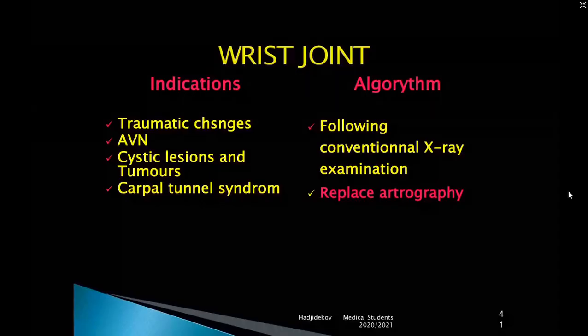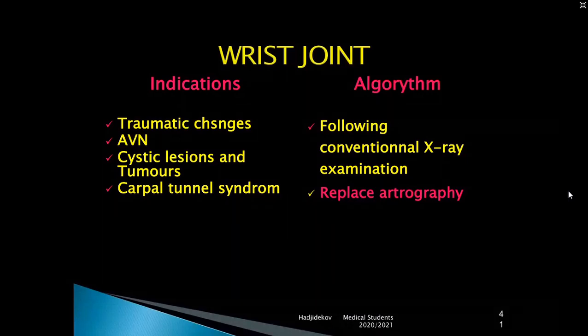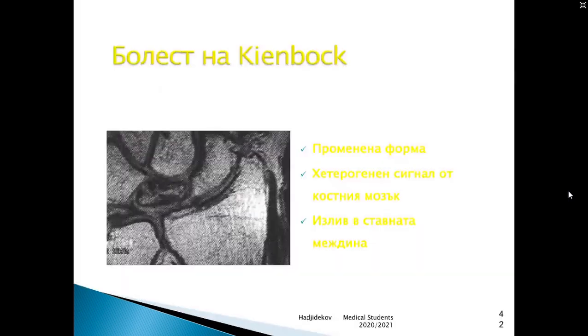So the wrist joint, the main indications are again traumatic changes, avascular necrosis, cystic lesions, and carpal canal syndrome. And the algorithm is always to perform MRI following X-ray examination, and this MRI can replace arthrography.